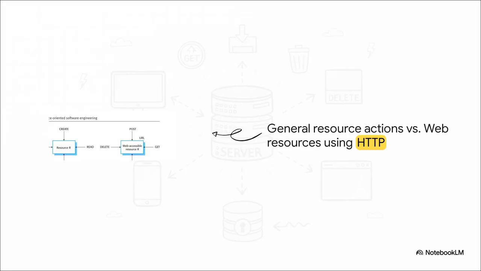Think about any general piece of data, a resource. There are really only 4 fundamental actions you can perform on it: create, read, update, or delete. But when we map this to the web, instead of writing custom methods for every single action, REST brilliantly uses the standard verbs that are already built into the HTTP protocol. We're talking about post, get, put, and delete.